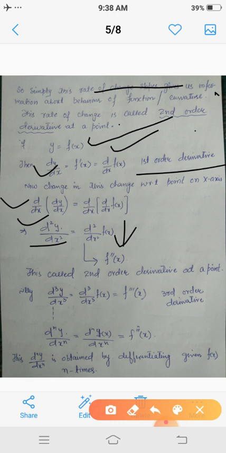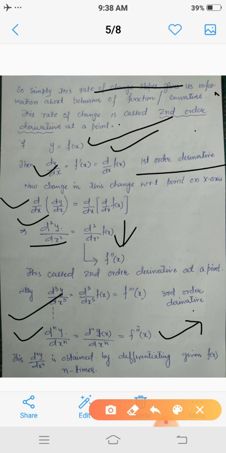If this is 0, this means that the graph is actually straight, and if this is non-zero, this means that the graph is not straight. We have the curved graph of the function. Similarly, we can have d3y upon dx cube, which is called the third order derivative, or dny upon dxn, which is dn f of x by dxn, called the nth order derivative.